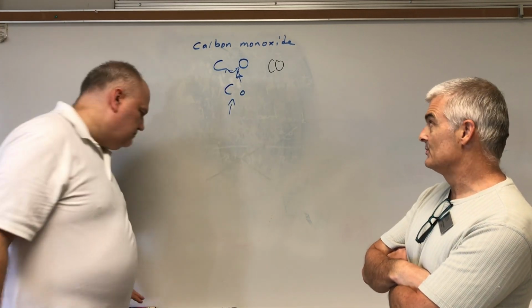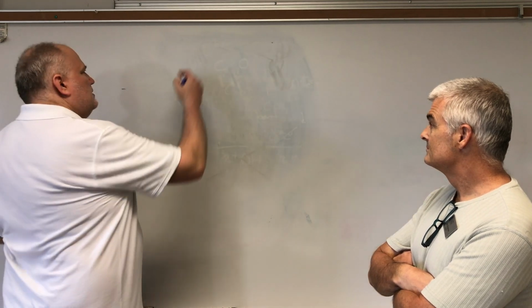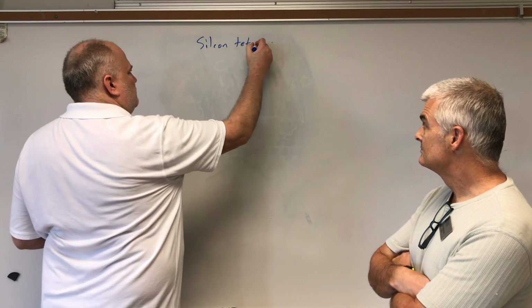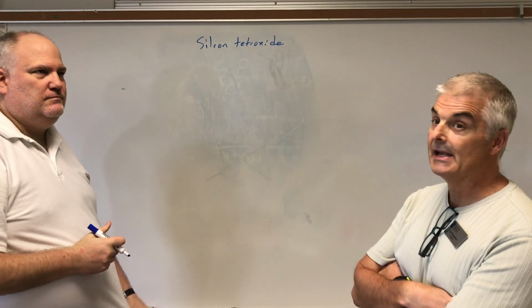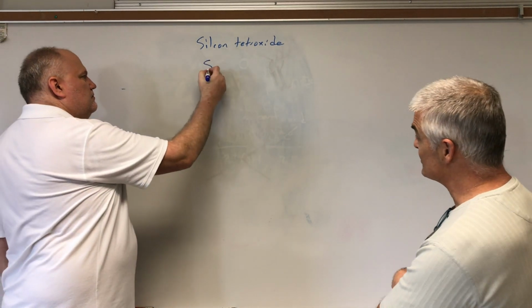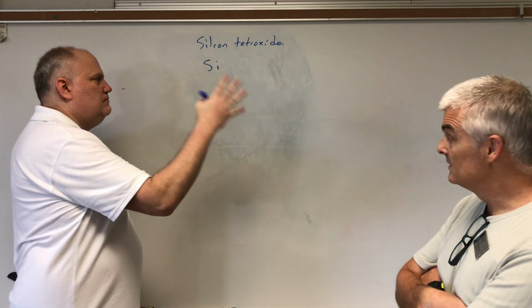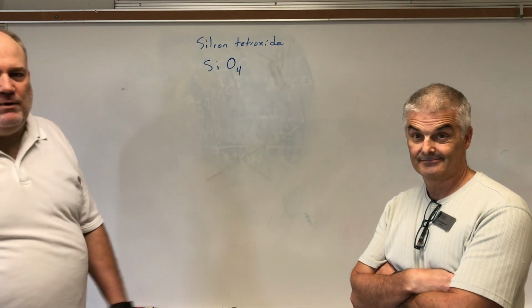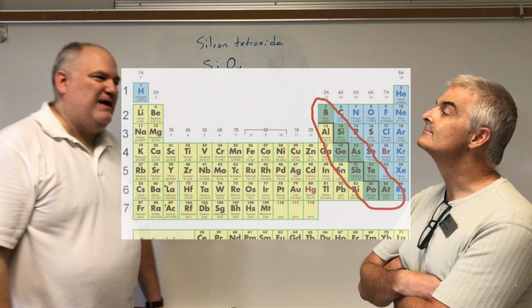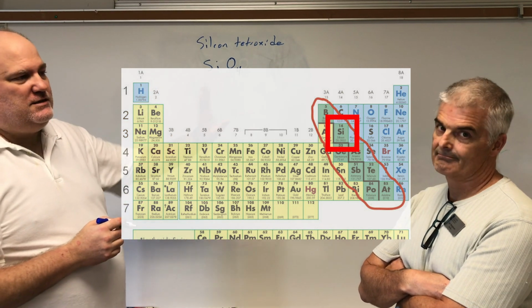Let's do one more example. Let's go with silicon tetroxide. Okay. So silicon is a nonmetal, so it's just Si. And tetra, right? Tet is 4, so it's O4. SiO4. That's it. We could quibble, but silicon we tend to think of as a metalloid, kind of between. But if you take a look at the line here on the periodic table, it's on the right-hand side of it.